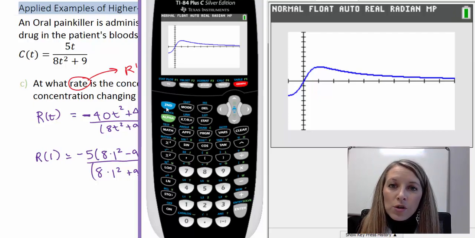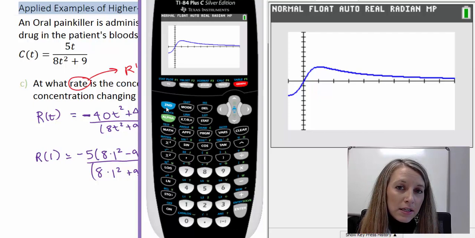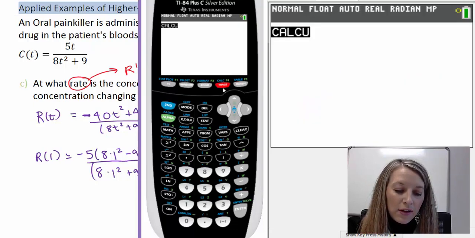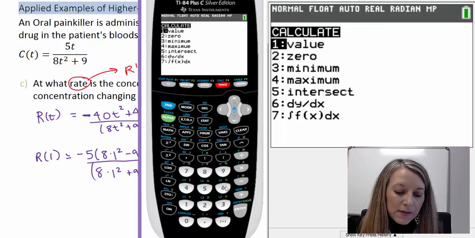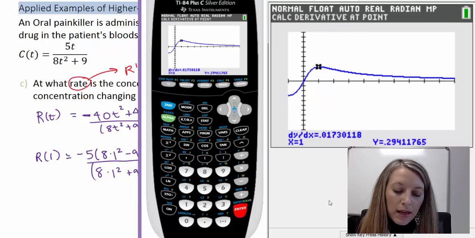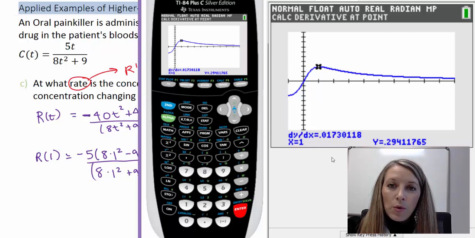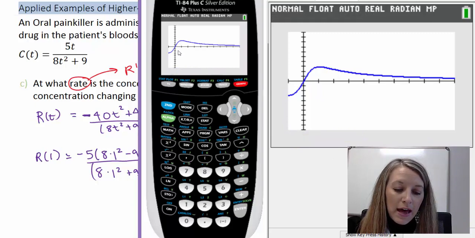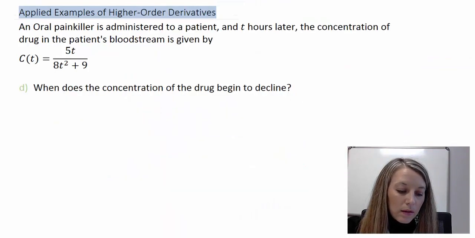If we want the rate after 1 hour, then we can use the calculator to double check that. We do second trace to select our calculate feature. Option 6 gives us the rate, and we push in 1 because that's when we want to look at after 1 hour. We can see that we have the right derivative here, 0.0173, and so we have the right answer. Now, the main reason that I wanted to look at this on the calculator is to help us with part D. So let's go ahead and move on to that.